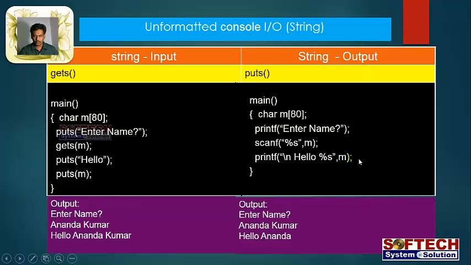If we want to get a continuous string, that is a sentence, gets is suitable. If we want to get a sentence, that is more than one word, gets is suitable. If we want word by word or numerics, scanf is suitable. So this is the difference between unformatted string input output and formatted string input output.